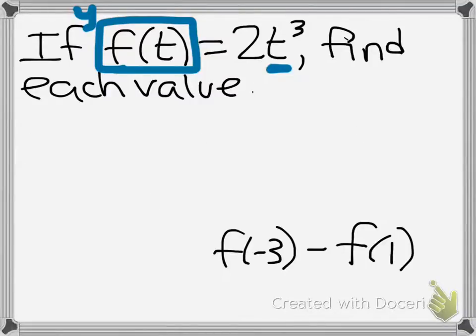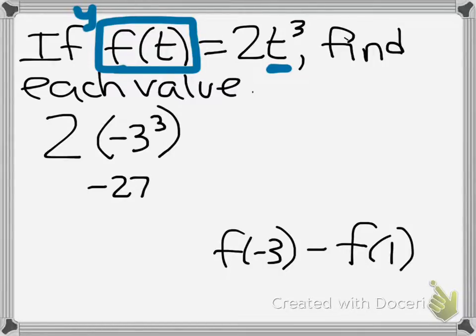Then finally, we're going to do f of negative 3 minus f of 1. So if we plug in negative 3 for t, and then we solve, so negative 3 cubed, negative 3 times negative 3 times negative 3. Negative 3 times negative 3 is 9. 9 times negative 3 is negative 27. So negative 27 times 2 is going to give me my answer. So negative 54.